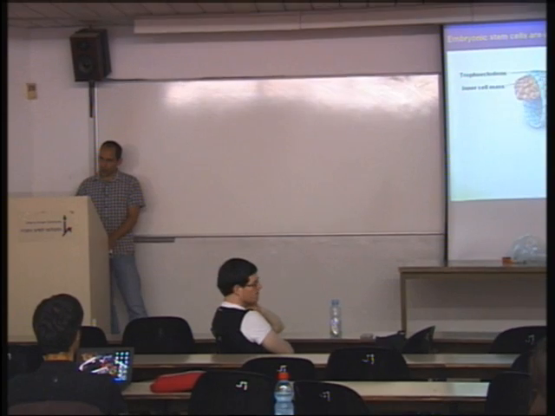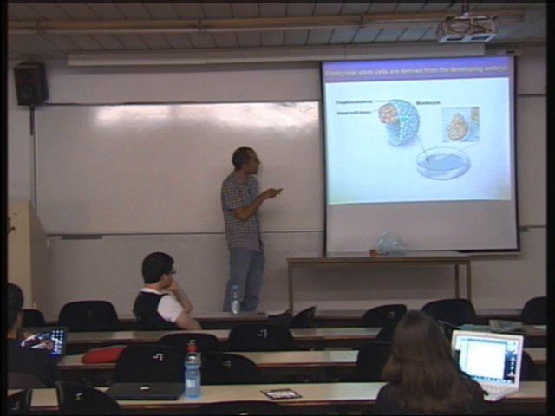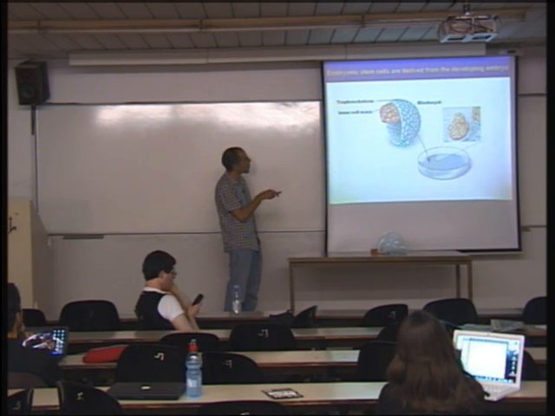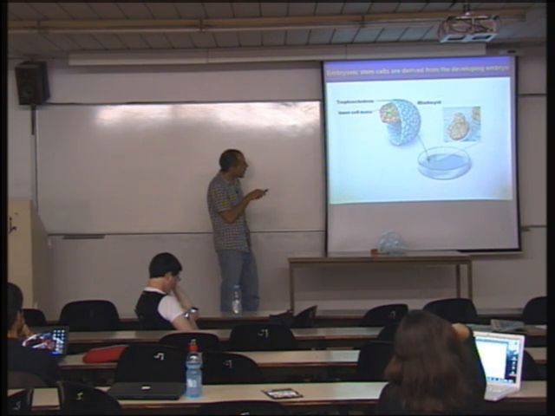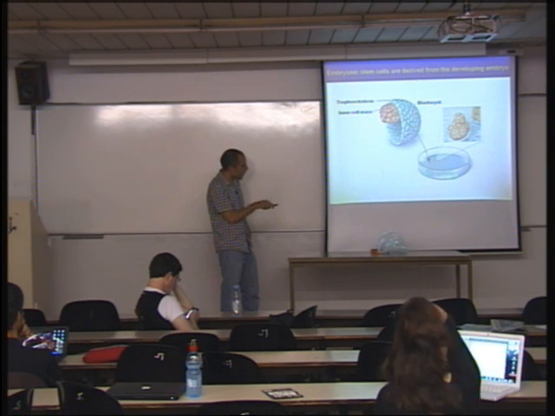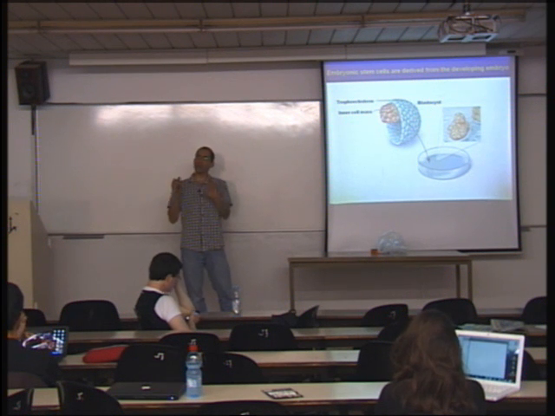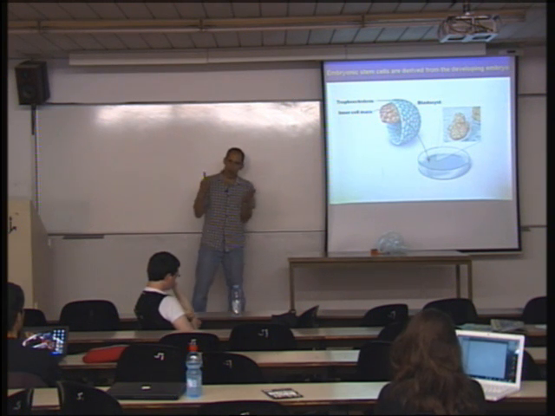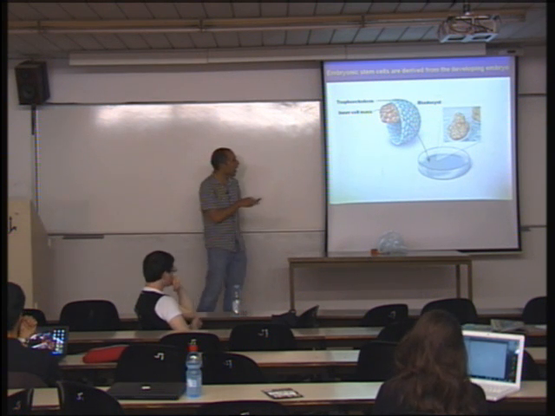And if we can culture these cells, if we can take this inner cell mass, so here is the same 3D image of the embryo. You can see the trophectoderm in blue, the inner cell mass in orange. And if we take this inner cell mass and we culture it in a dish, we have generated what we call embryonic stem cells, okay?